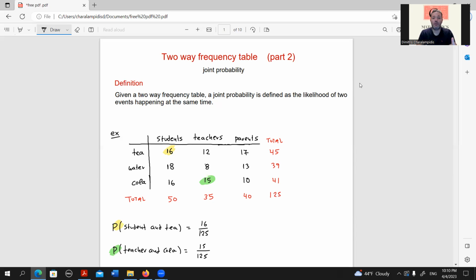To review, just remember that a joint probability is the probability of two events, it could be more, but in a two-way frequency table it should always be two, happening at the same time, and all it takes is to spot that number that satisfies both these two values, and then divide that number by the total sample's size.